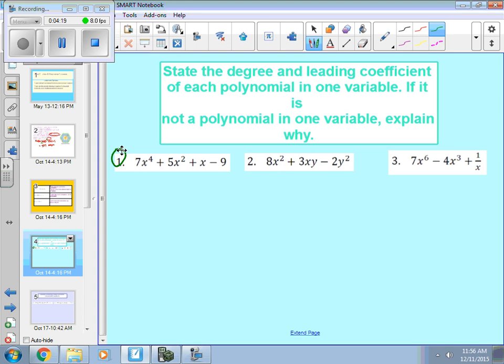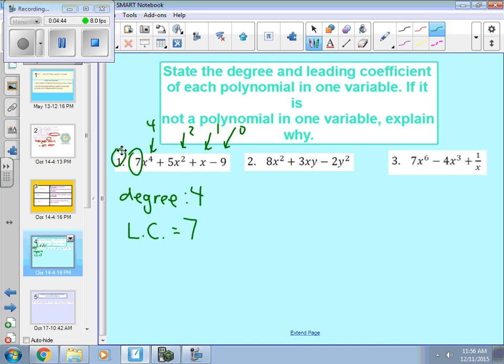So let's state the degree now. What's the biggest power we see here? Well, we've got 4, 2, 1, and 0. So the biggest one is 4. This one's degree 4. Okay, what's the leading coefficient then? The leading coefficient would be 7, since that's the number in front of the biggest degree.